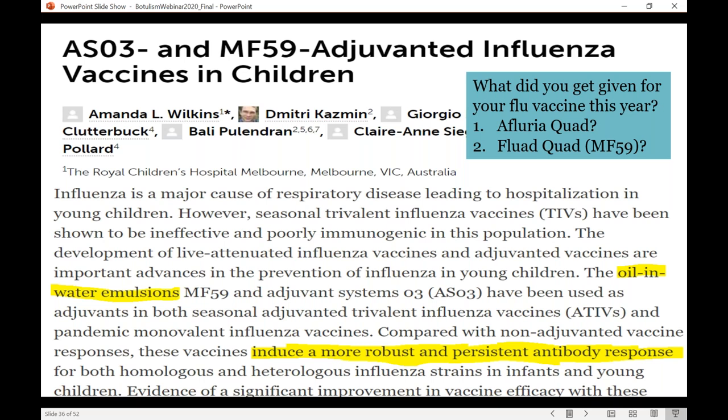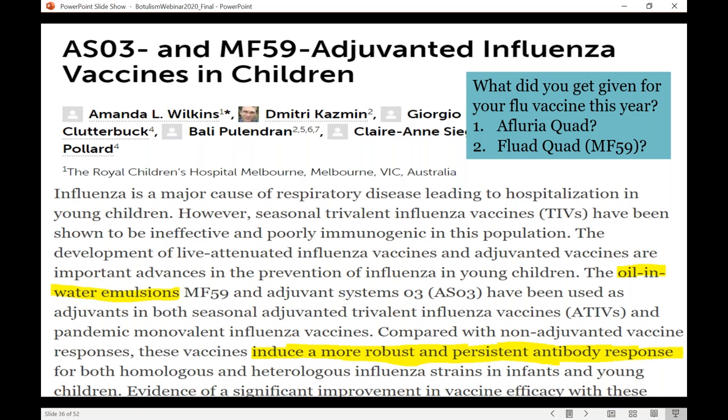And so, interestingly, this year most of you will be given one of two flu vaccines. I've been given an Afluria Quad. This contains four types of seasonal flu antigens, but it's in a more traditional type base. Fluad Quad, I'm not eligible for that because it's only for people who are above 65. And this contains an oil-in-water emulsion, MF59, and will stimulate a much stronger immunity.